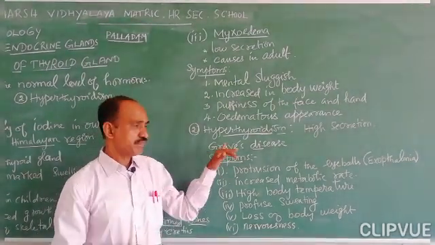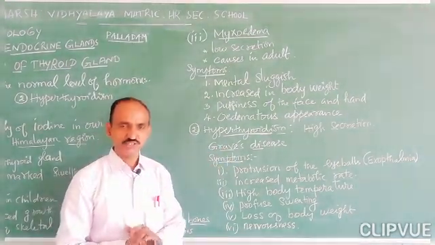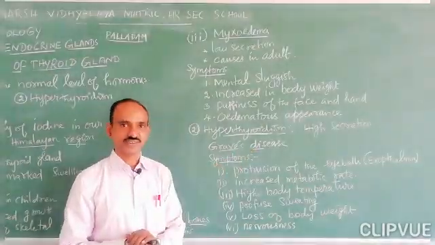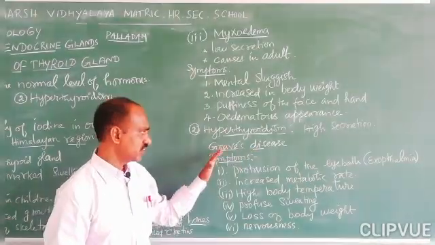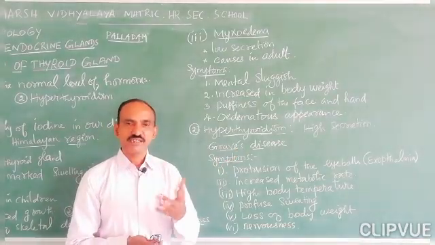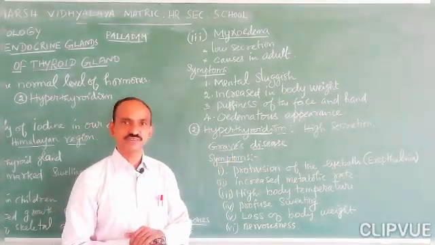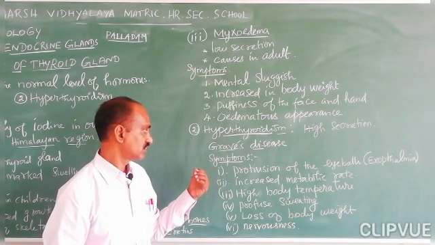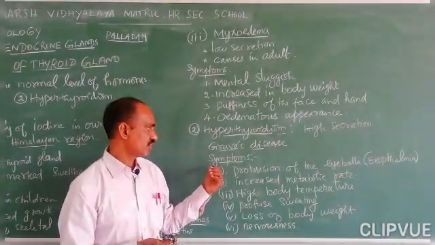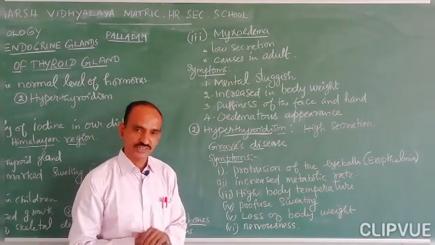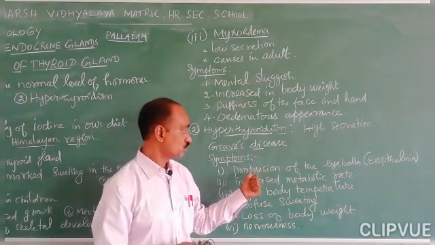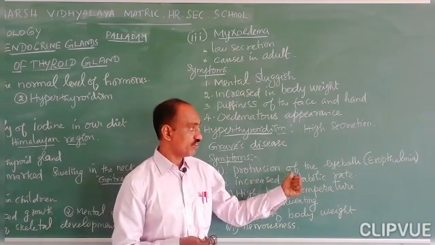Then hyperthyroidism causes a disease called Graves disease. The symptoms of Graves disease people, that means the appearance, what are the signs, that is called symptoms. First, you can see protrusion of the eyeball.